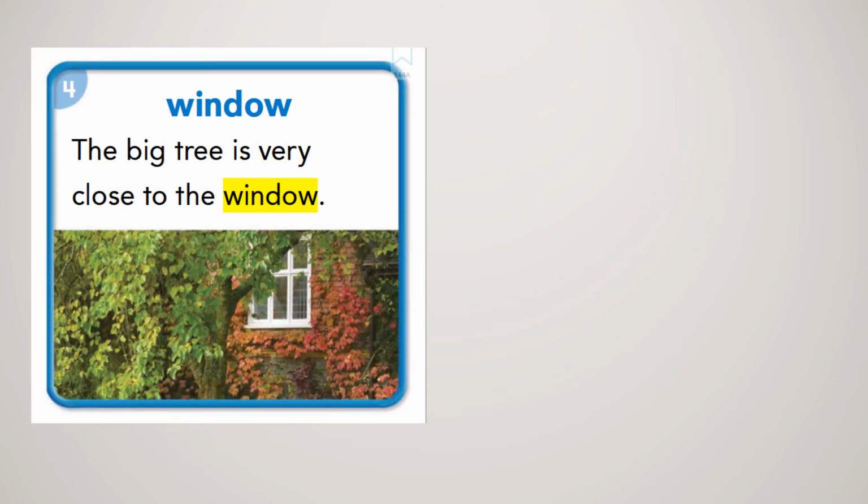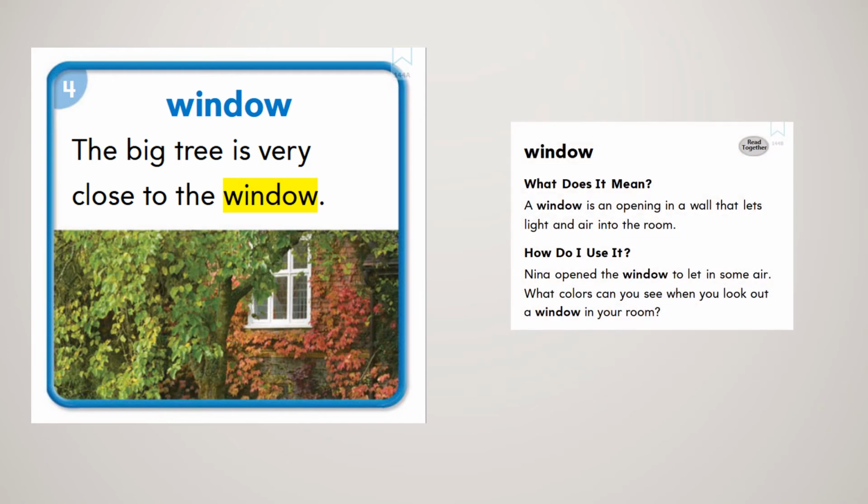Let's look at the next word. Window. The big tree is very close to the window. What does it mean? A window is an opening in a wall that lets light and air into the room. How do I use the word? Nina opened the window to let in some air. Or, what colors can you see when you look out a window in your room?